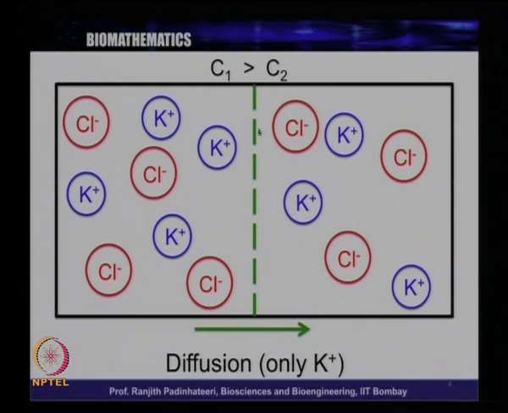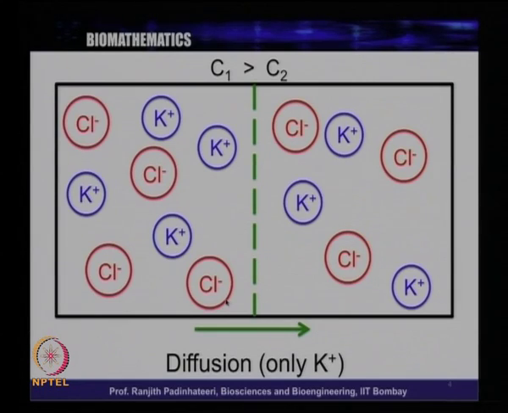And this green line, this is the line with dashed lines, or there are holes here. Through this hole the smaller ion K plus can pass through. So, what does this mean? The K plus can go either way. So, this is a semi-permeable membrane.